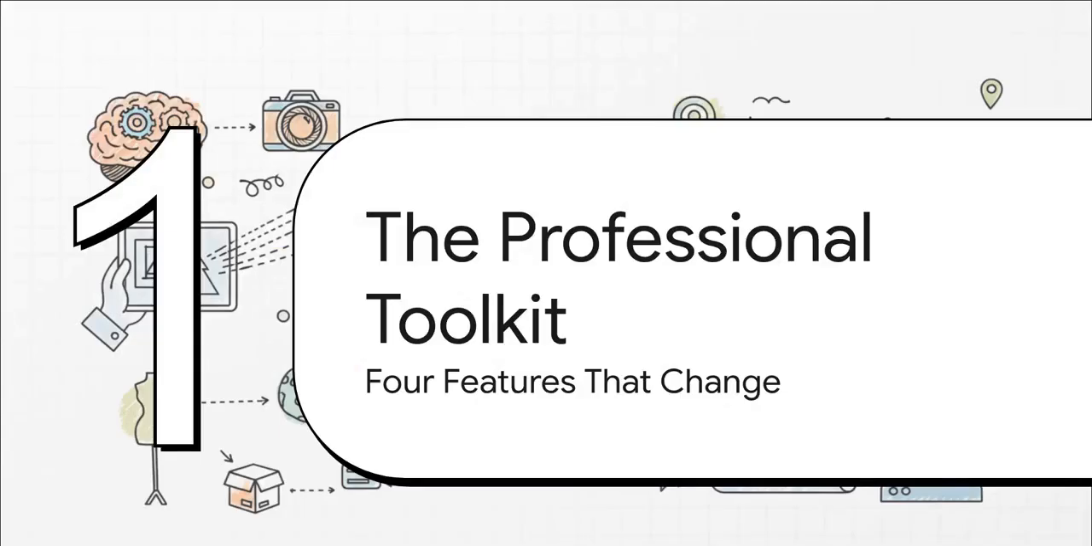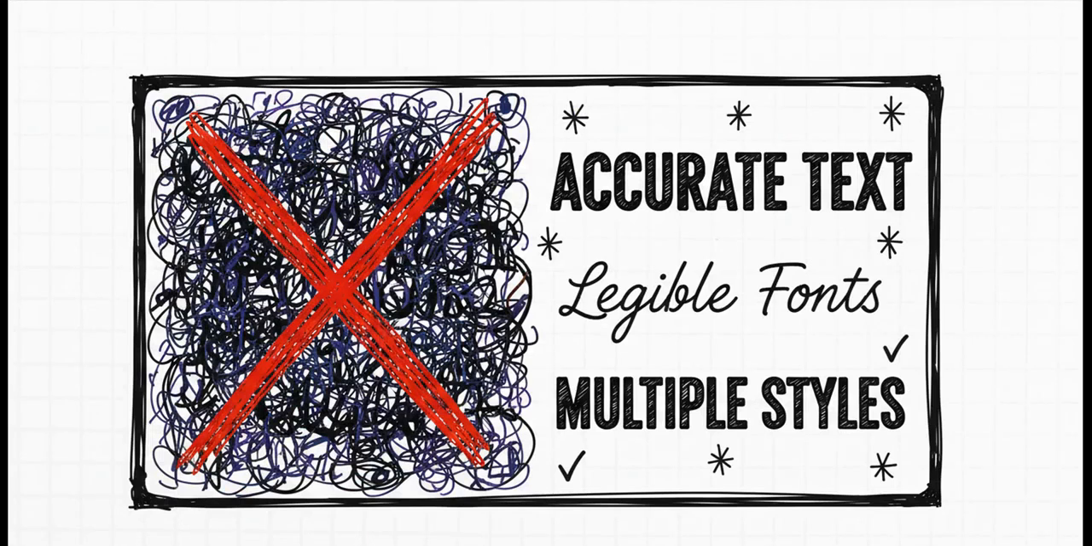So how does this all come together in a practical way? Let's break down the professional toolkit and look at 4 features that really change the game and separate this from all the creative toys we're used to. Okay, first up, and for so many people, this is the most important one, text that actually works. We are finally talking about an AI that can spell. It generates accurate, readable text in different fonts and languages right inside the image.